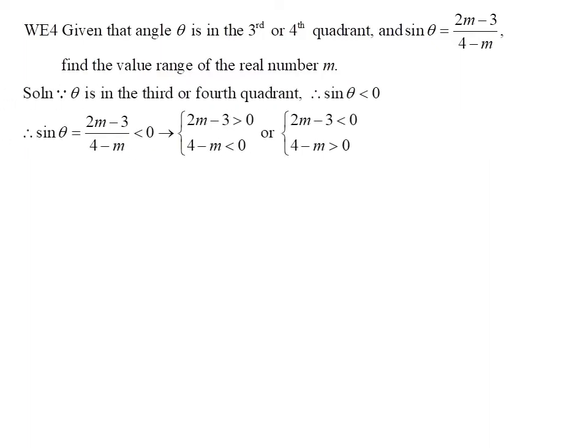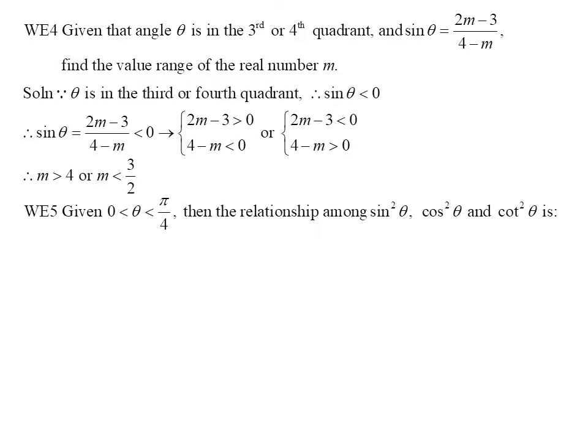Since the angle theta is in the third or fourth quadrant, sine theta is less than 0. So the expression (2m minus 3) over (4 minus m) is less than 0. Hence, two sets of simultaneous inequalities are established to find the value range of m. After solving the two simultaneous inequalities, we obtained the value range of m, which is either greater than 4 or less than 3 over 2.